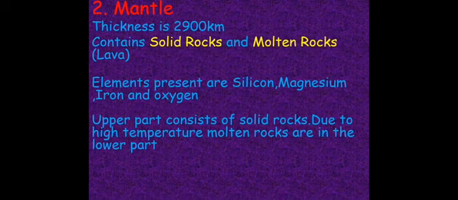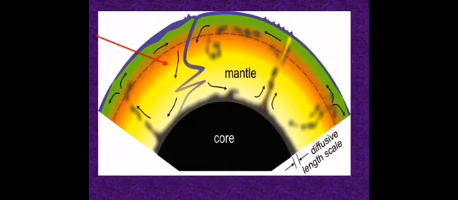So, the mantle has two parts. The upper part consists of solid rocks. The lower part consists of molten rocks, or you can say lava. Here, look at the colors: crust, mantle and core. You can see the two layers of the mantle.